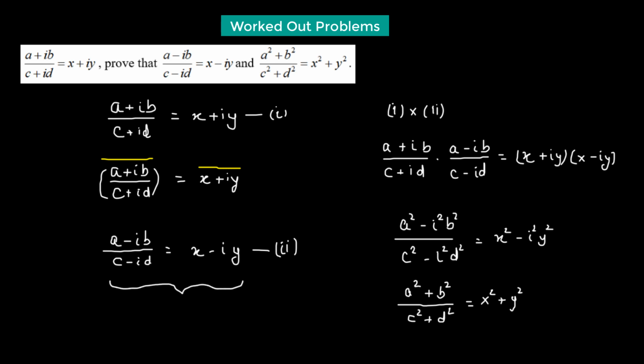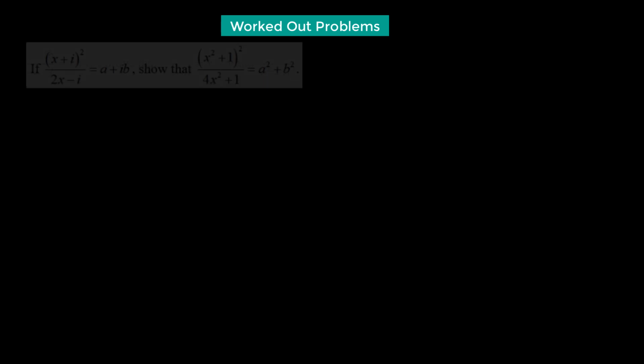So when we take the conjugate of the given complex number, then we get a minus ib over c minus id equals x minus iy. And we multiply equation 1 and 2, and that gives us the second part of the proof, which is a squared plus b squared over c squared plus d squared equals x squared plus y squared. Let's go to the next question.